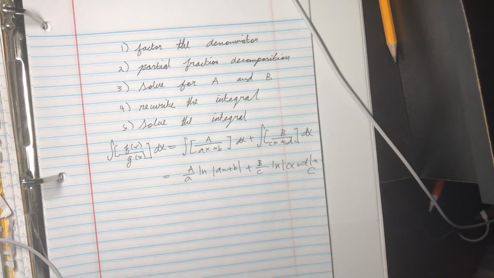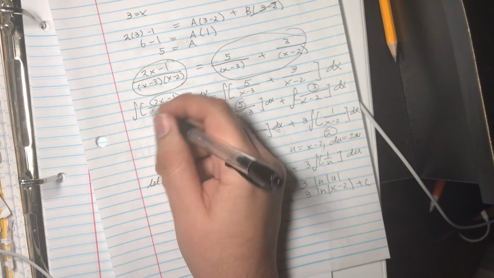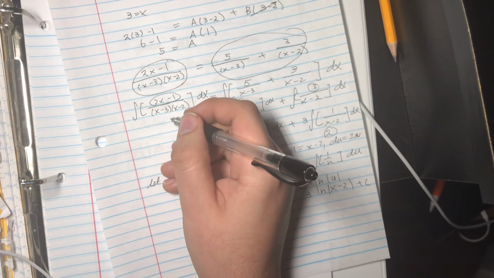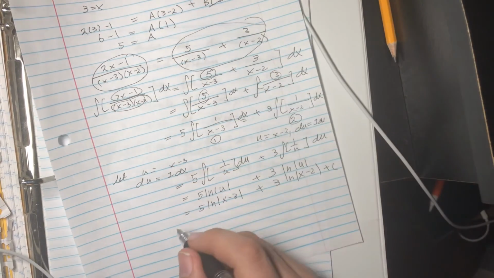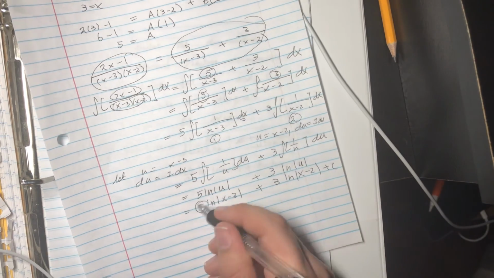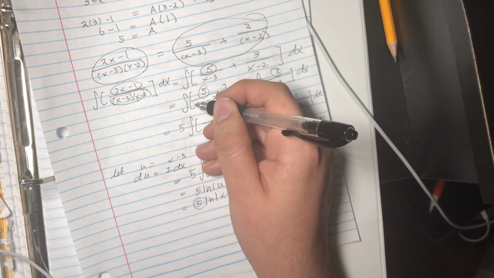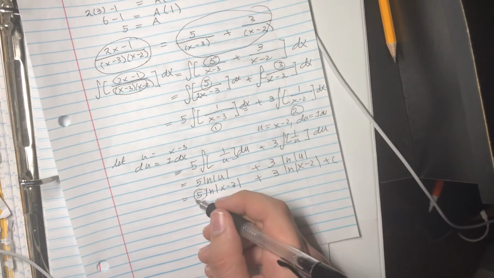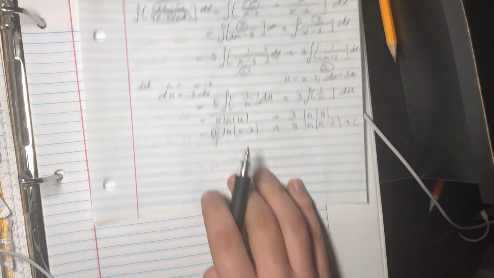As in, here we can treat the 2x minus 1 as our f of x, and we can treat the x minus 3 times x minus 2 as our g of x. And we can treat our 5 as our capital A, so that's where that goes there. And we can pretend that there's a coefficient of 1 before the x, so it's like 5 divided by 1, so like capital A divided by lowercase a.